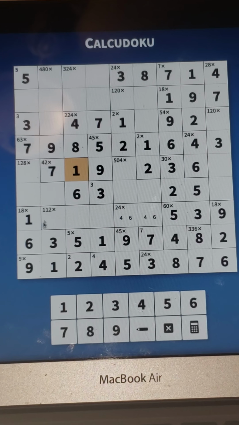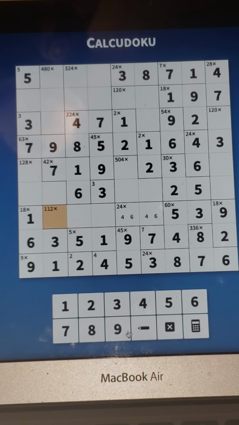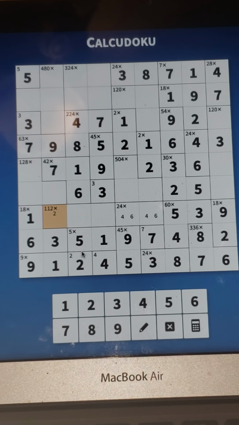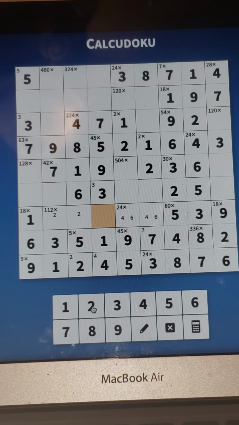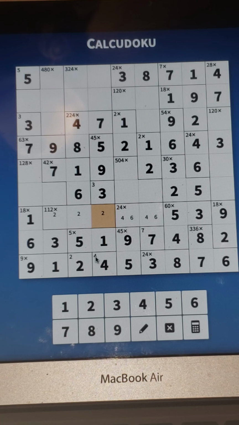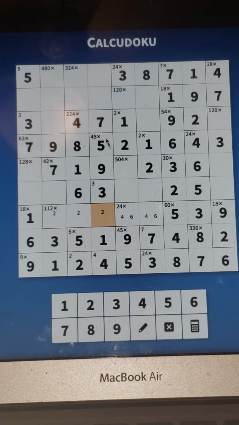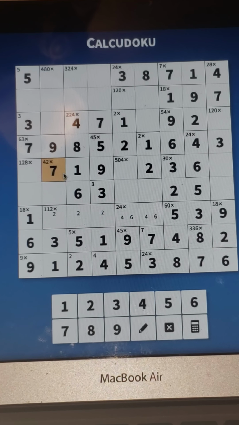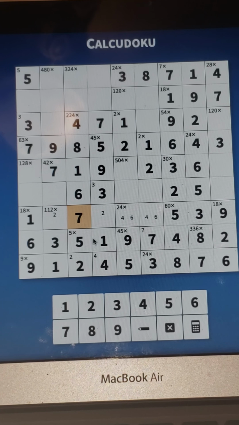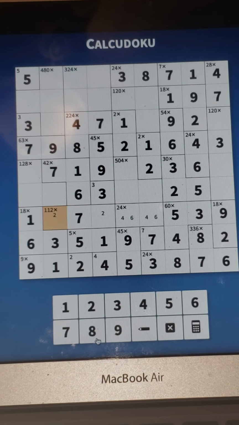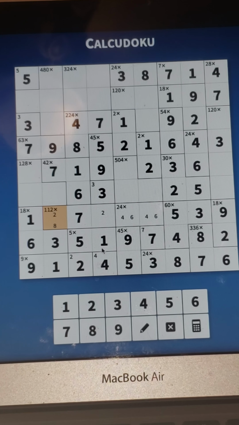Now we can fill in notes for this 112. We don't know which one's the 2, so we'll put notes. So the other two numbers are 7 and 8. And with these 7s, this is going to be a 7. Now we've got a 2-8 pair.